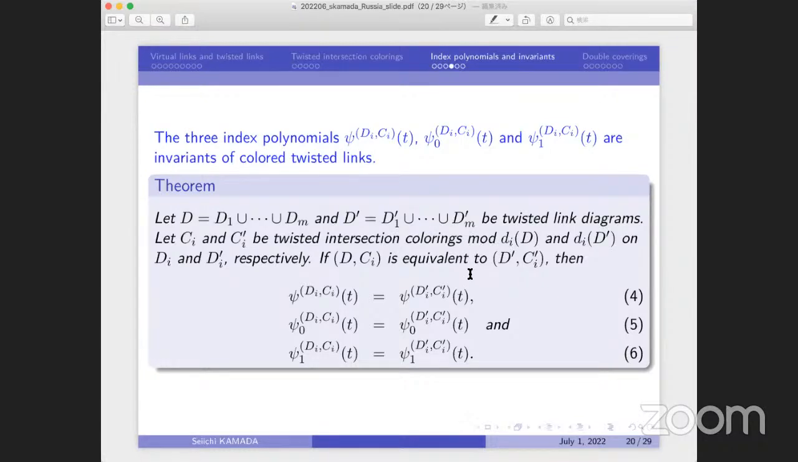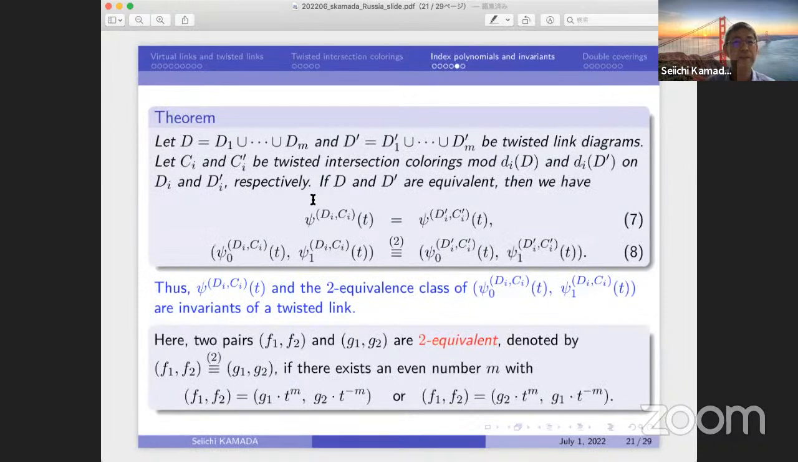So in that case, we have to do something. Here is the main theorem. Let D and D prime be twisted ring diagrams, and C i and C prime i be twisted intersection colorings modulo D i and modulo D prime i. If D and D prime are equivalent as twisted rings, then we have this one. So Psi is the same. So Psi is an invariant of twisted rings. Psi does not depend on the choice of coloring.